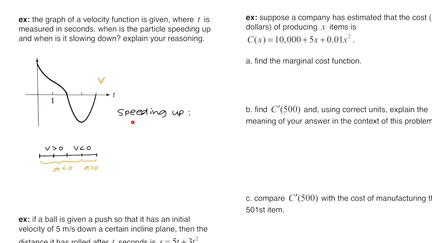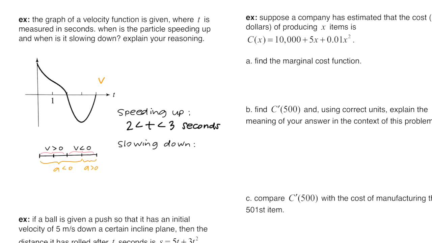So speeding up is where velocity and acceleration have the same sign. They're either both negative or both positive. So you can see that velocity is positive from 0 to 2, acceleration is negative from 0 all the way to 3. But right in here, from 2 to 3, you have velocity is negative and acceleration is positive. So that would be the interval over which the particle is speeding up.